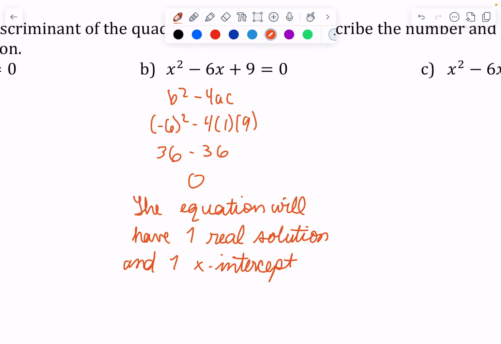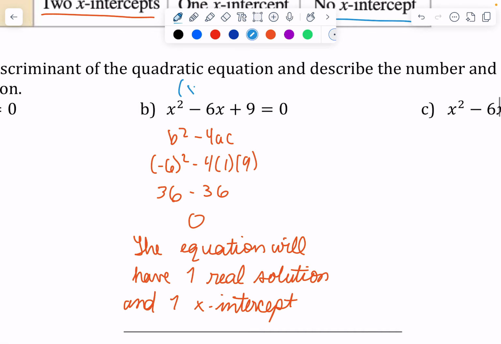And hopefully that looked familiar to you. That's a perfect square trinomial. So it could be written as x minus 3 squared equals 0.